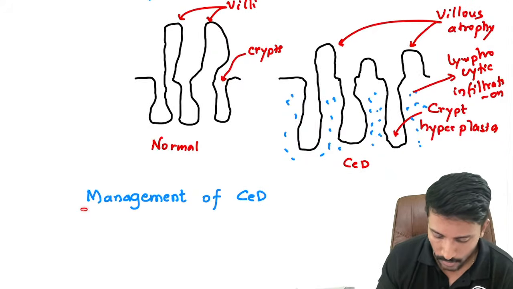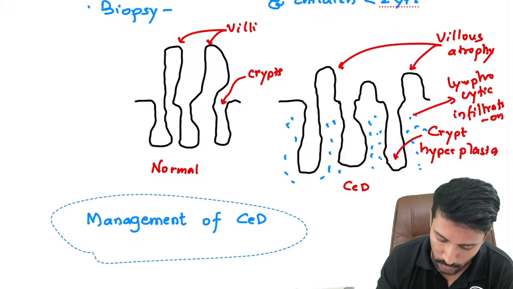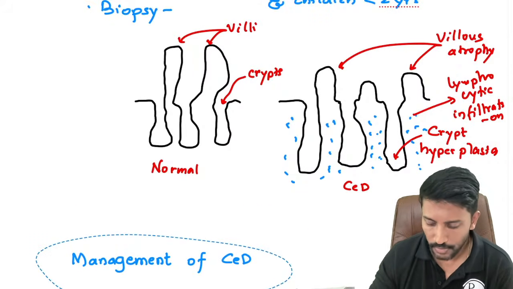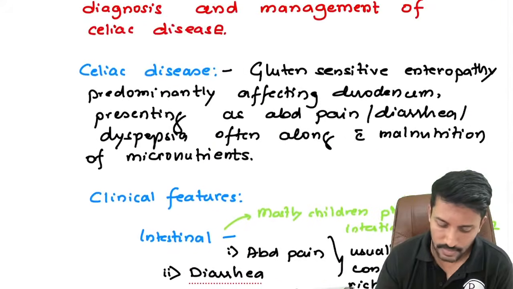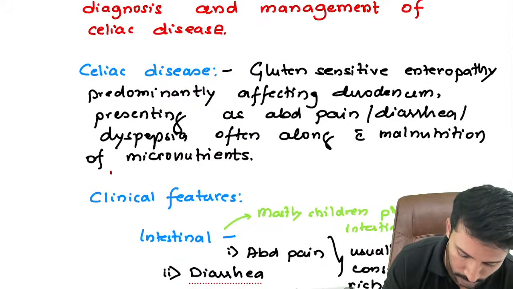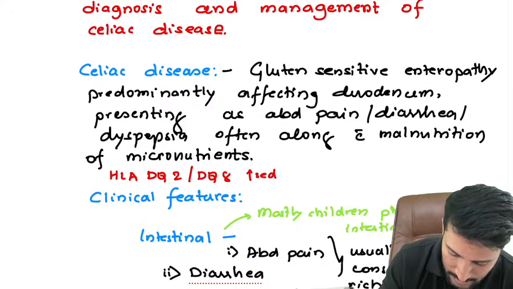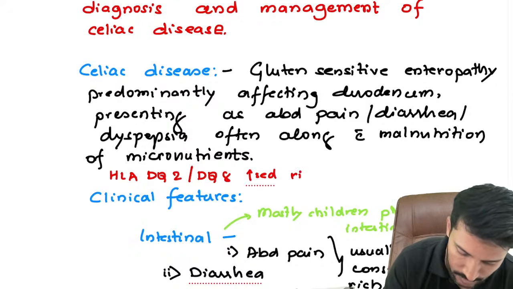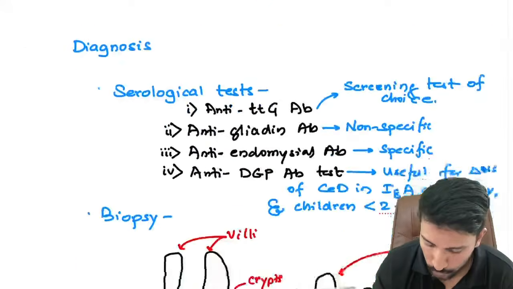Okay. Now, once I've diagnosed it as celiac disease, how will I manage? And I forgot to answer one more important point. Is there any role of genetic testing? Right. HLA DQ2 or DQ8 is associated with increased risk, right? Is there any role of genetic testing?